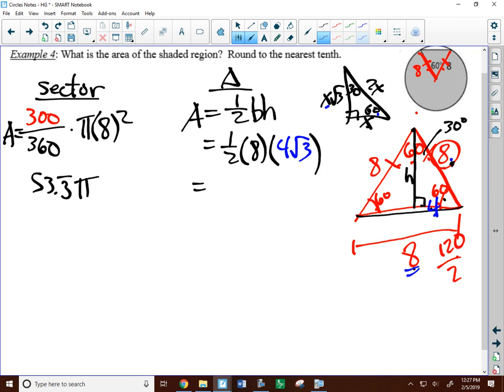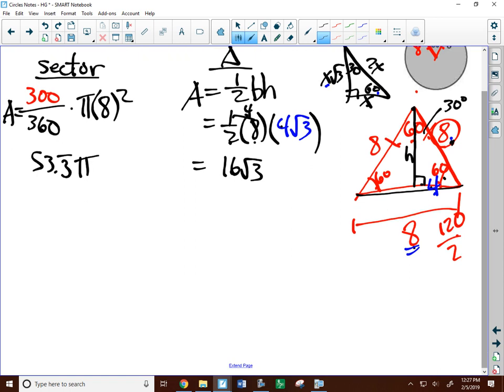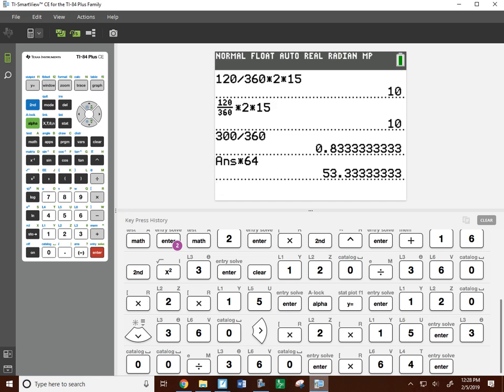Okay, so finally here, let's multiply these. Half times 8 is 4, and 4 times 4 is 16 radical 3. I'm just going to leave it as a radical for now. All right, so finally, the area of the shaded region is just adding these together. So I'll just write down 53.3 pi plus the 16 radical 3. It did say to round to the nearest tenth.